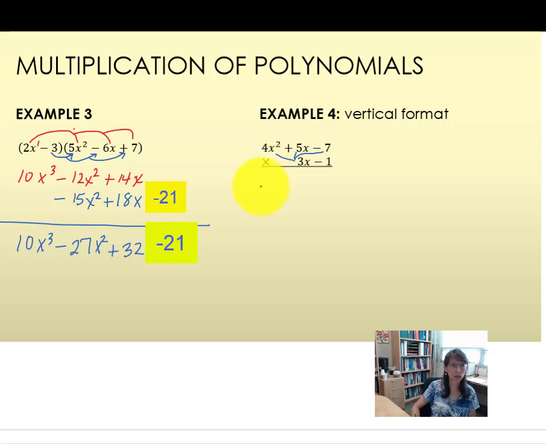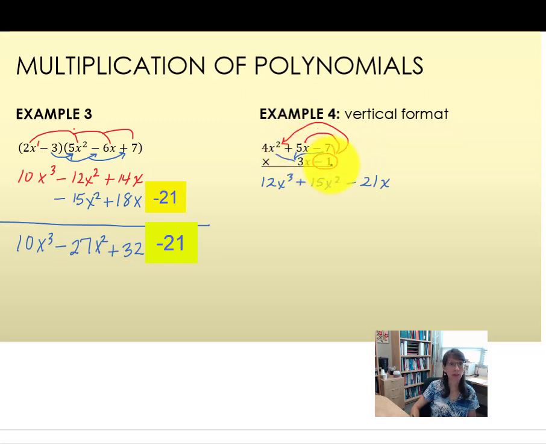3x times 4x squared would make 12x cubed. 3x times 5x would be plus 15x squared. Finally, 3x times negative 7 is minus 21x. Now I need to distribute negative 1 to each of the terms that's written above.